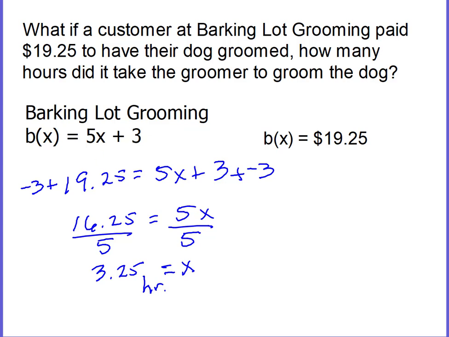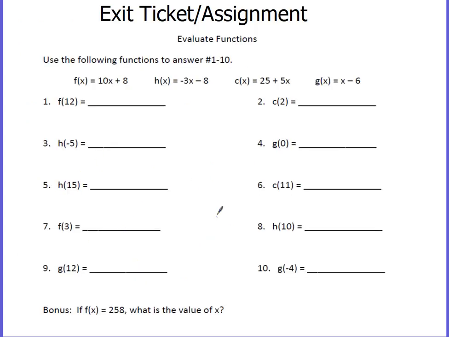Okay, so now we're going to work on a little assignment that looks like this right here. So you'll notice that in the problems I have f of 12, h of negative 5, h of 15, g of 12, c of 2. And you'll notice at the top of the page we've got functions that start with that particular letter. So all the f's are going to go with this function. All the h's will go with this function, the c's with this function, and the g's with this function. And I'd like for you to evaluate each of these functions for the given values.